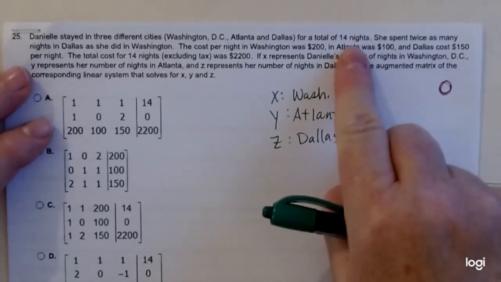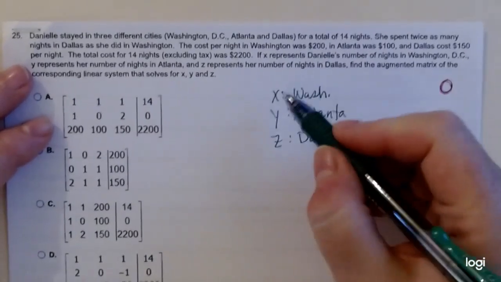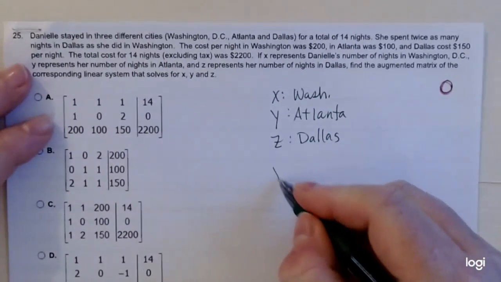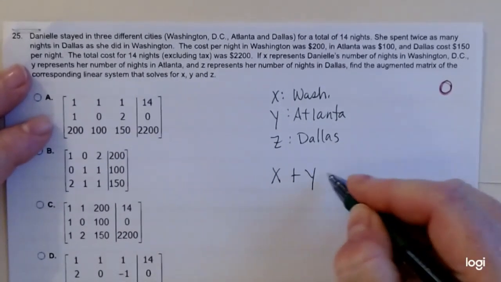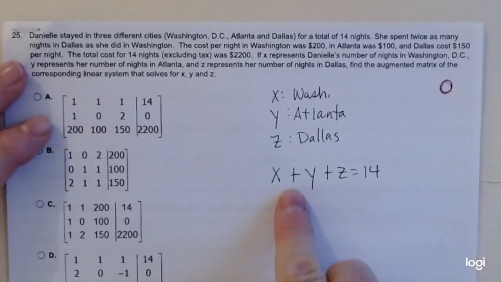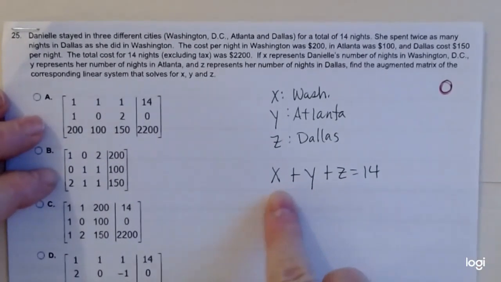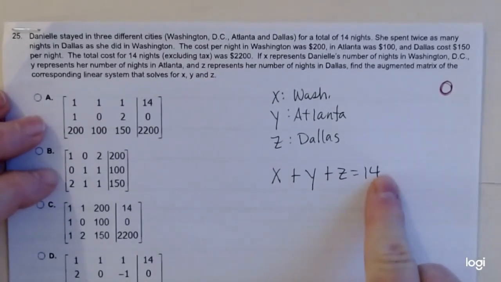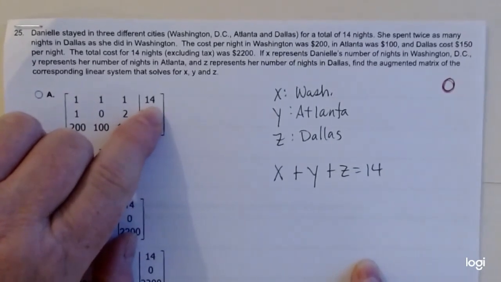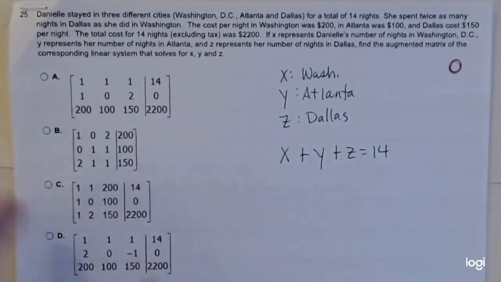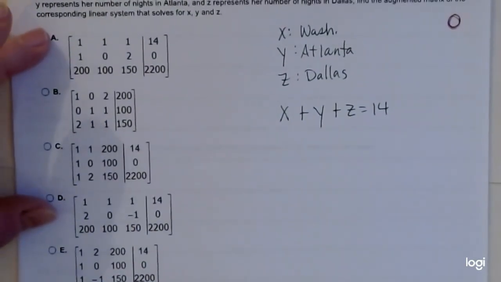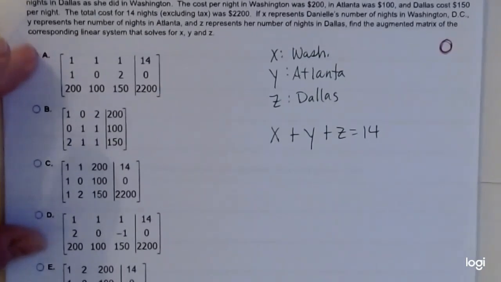First of all, 14 is the total number of nights, and these are the number of nights she spent in each of these cities. So the number of nights in Washington plus the number of nights in Atlanta plus the number of nights in Dallas totaled 14. So one of the things we're going to be looking for is 1, 1, 1, 14. And we see that in a couple of matrices, 1, 1, 1, 14 here, 1, 1, 1, 14 here.